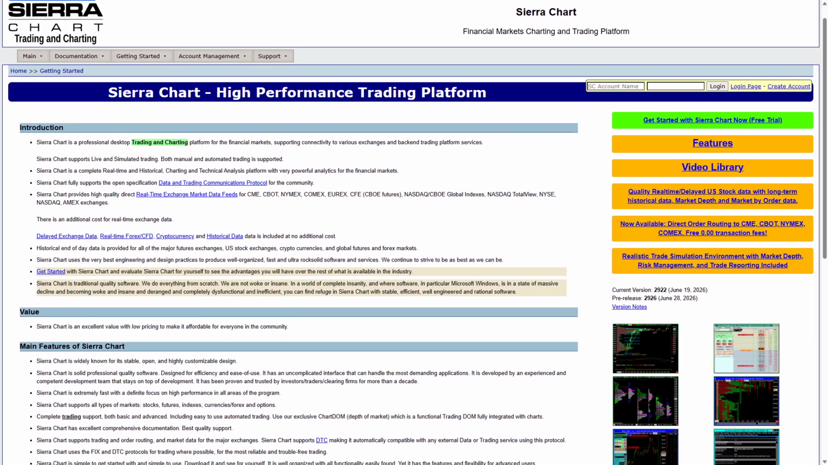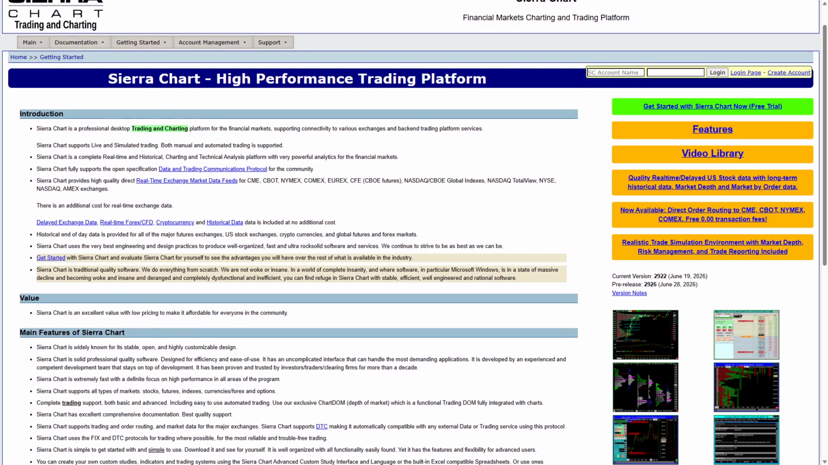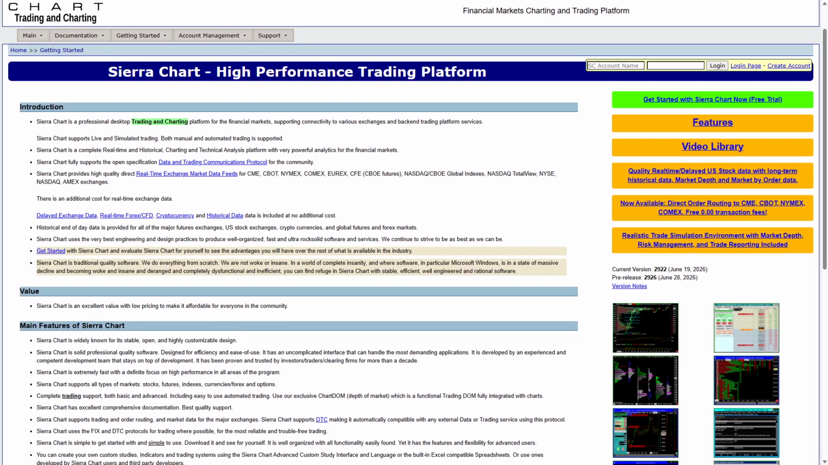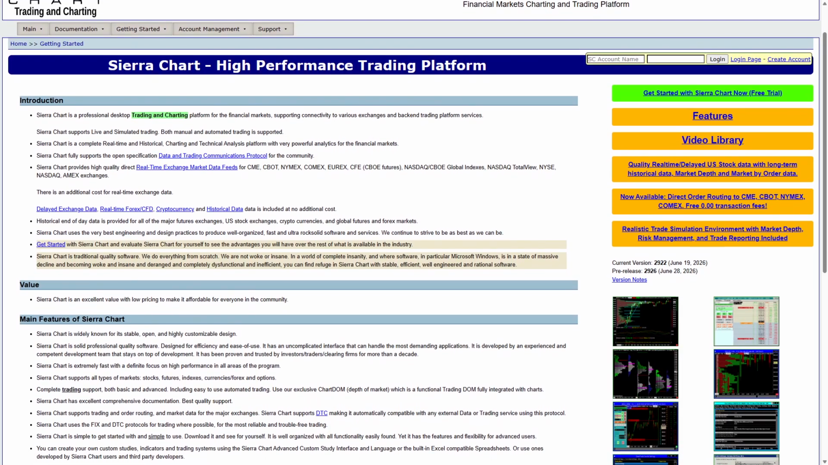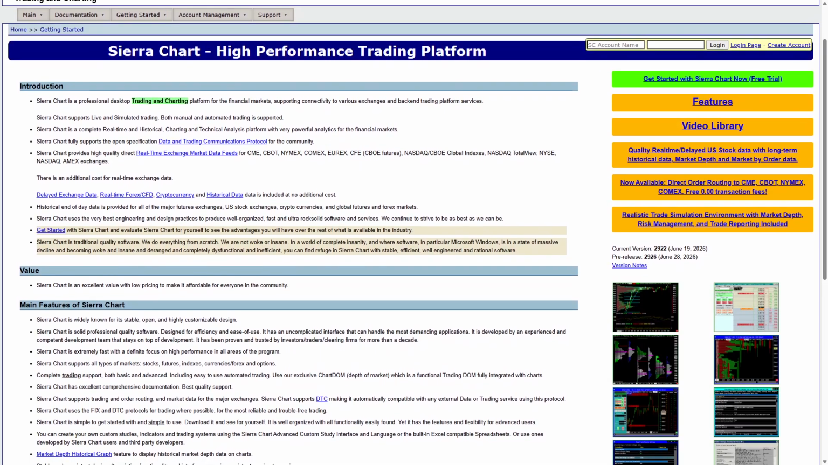Sierra Chart is a highly customizable trading platform known for its advanced charting and extensive support for order flow analysis. It works by integrating real-time market data with a wide range of technical tools, including footprint charts, volume profiles, and market depth. Traders can tailor nearly every aspect of the interface and data feeds to fit their strategies.